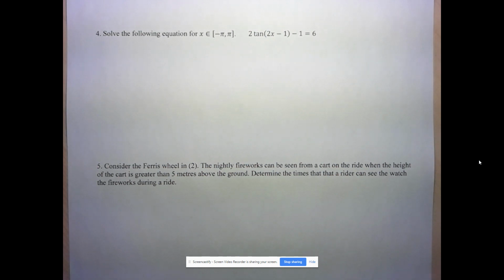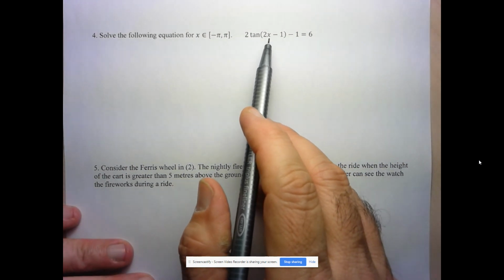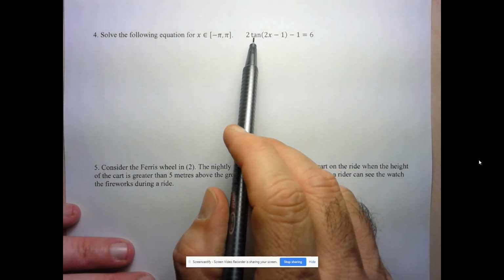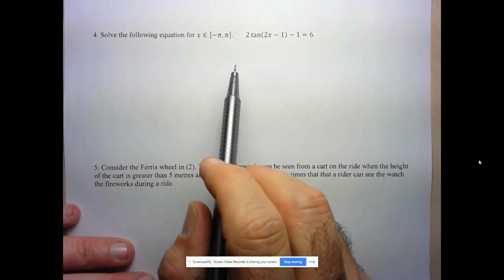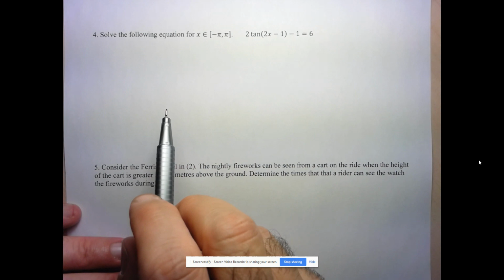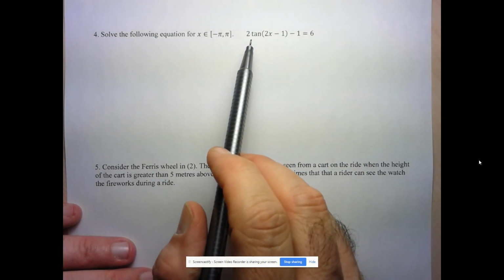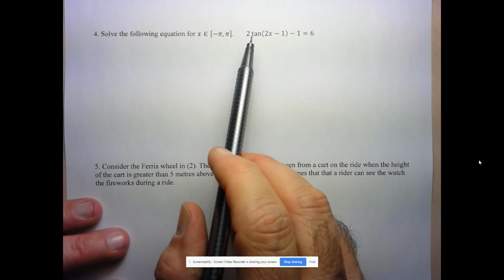Hi folks, we're going to take a look at number 4 from Unit 5, Lesson 5. Here we're solving this equation which now involves a tangent. Keep in mind that tangent does not have a period of 2 pi. It has a period of pi, so that's going to come into play when we're solving this equation. And when we're working with tangent, it's not necessary to describe the answers using two statements. You can actually do it with one single statement.